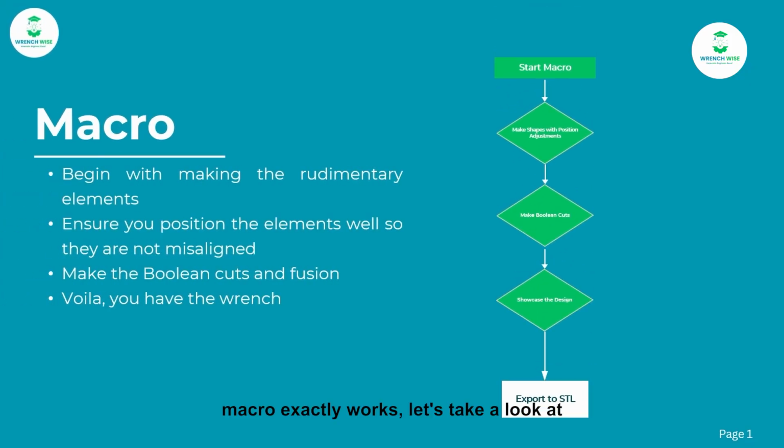To understand how the macro works, let's take a higher-level look at what the macro does. Once we start the macro, we make these rudimentary elements and give them the correct position adjustments. Then we make these Boolean cuts and fusions to make the entire wrench geometry. We showcase the design and export it to STL. Let's dive a little deeper into what the code is all about.